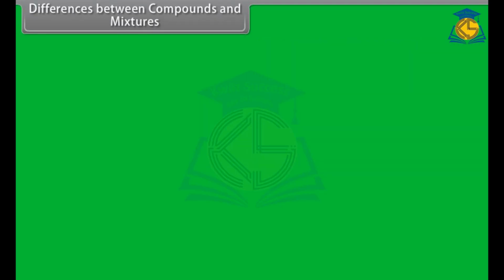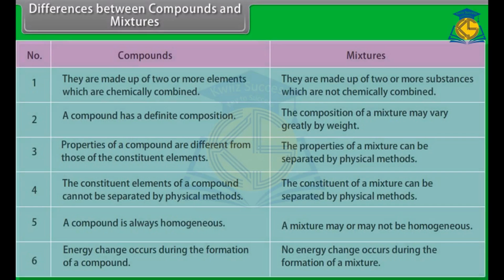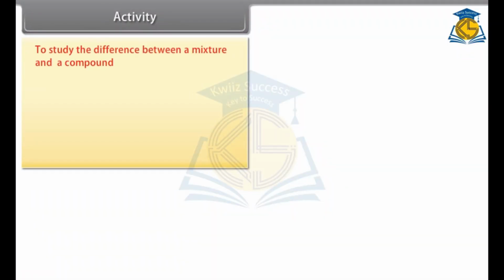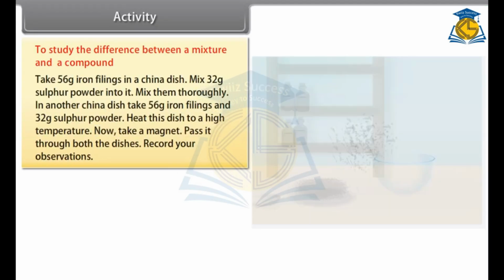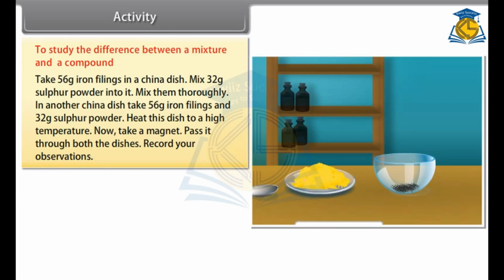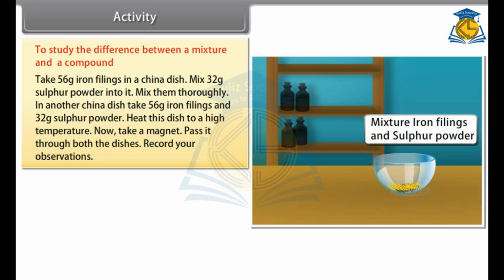Differences between compounds and mixtures. Activity. To study the difference between a mixture and a compound, take 56 gram iron filings in a china dish. Mix 32 gram sulfur powder into it. Mix them thoroughly.